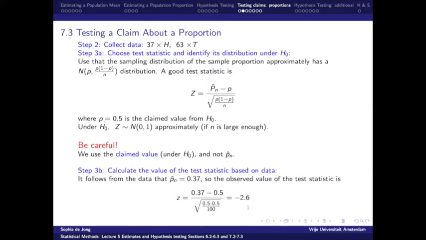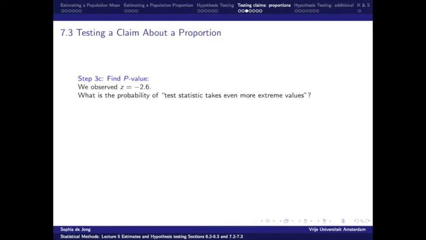So this is our observed value of the test statistic, and now we're going to compute the probability that we would find more extreme values than this value. And if the probability is very small, that means that our observation is very unlikely under the assumption of the null hypothesis. This is called finding the p-value. We have observed a test statistic value of negative 2.6, and now we want to find the probability of the test statistic taking even more extreme values.